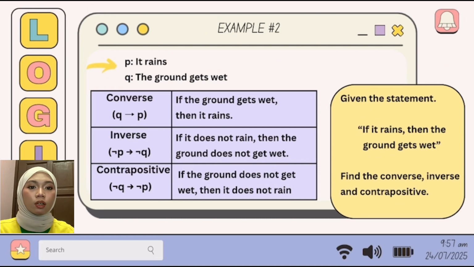To conclude, in logic, every statement is either true or false. The most important thing is to correctly identify P and Q and to understand how to form each type of conditional statement, which are the converse, inverse, and contrapositive.